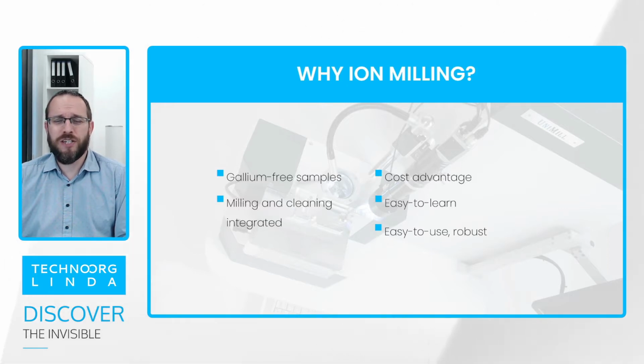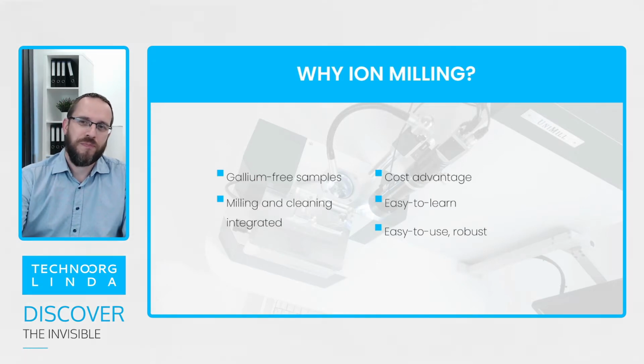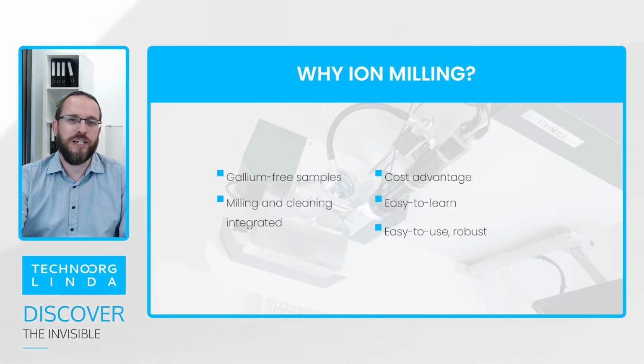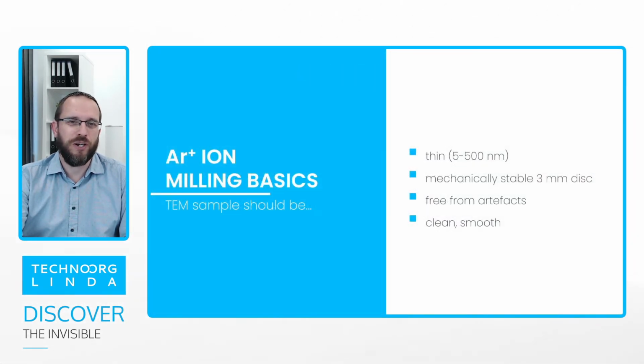Also, in today's ion mills, ion milling and ion cleaning can be integrated in one machine. Ion mills are easy to learn, easy to use, and also quite robust compared to a FIB system, which needs much more attention, and sometimes you need to be really careful working with them.